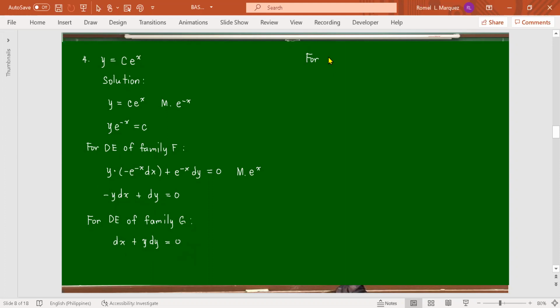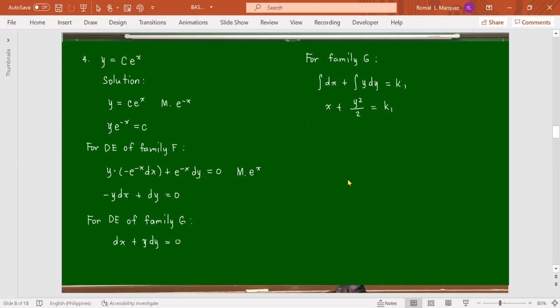So for family G, we have to integrate this, no? Directly. We can now evaluate this. I mean, we can now integrate this directly. Integral of dx plus integral of y dy, and that is equal to, let's say, constant k sub 1. So this is x plus y squared over 2, and this is equal to k1.